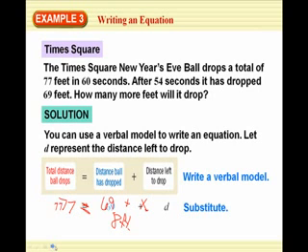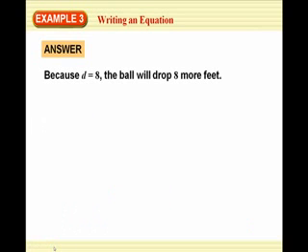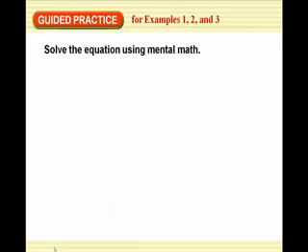Look, I wrote right on top of it. You can see here. Let me get rid of that. They did the same thing that I did, and using mental math, we found the answer was 8. Did I put 8? I don't remember. Anyway, because D equals 8, the ball will drop 8 more feet. So you check it. Is 69 plus 8 77? It is. So it works.